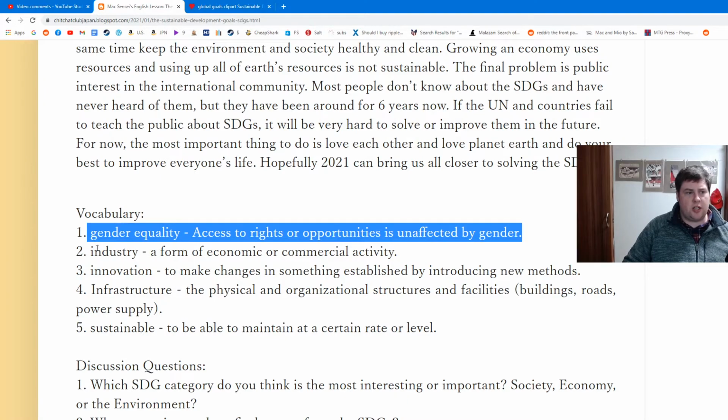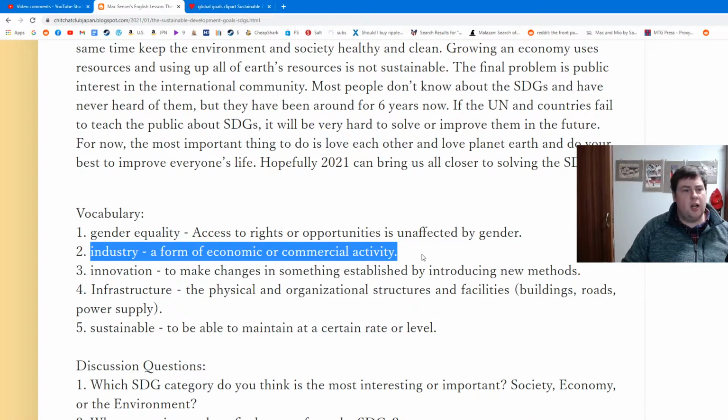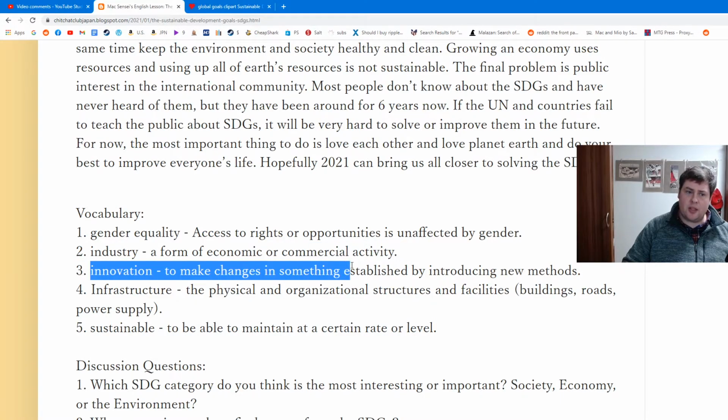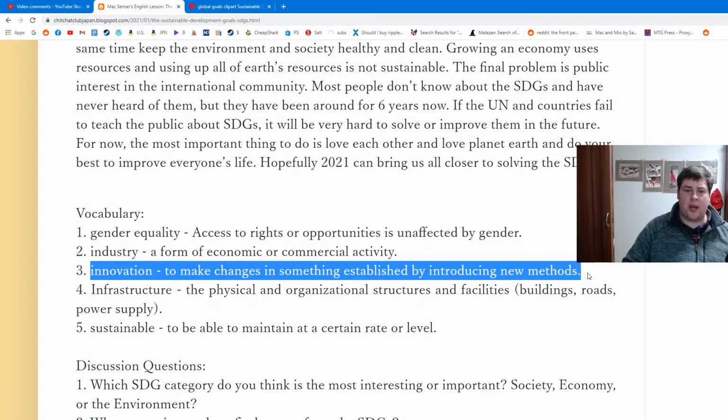Next is industry. It says industry, a form of economic or commercial activity. There are many SDGs that focus on building industry. Next is innovation. This is also a business word. To make changes in something established by introducing new methods. Taking something that exists now and trying to level it up, trying to build it into something better. A lot of innovation is being made in technology, but also in things like farming, like using AI farm trucks and things like that to help agriculture in developing countries and so on.